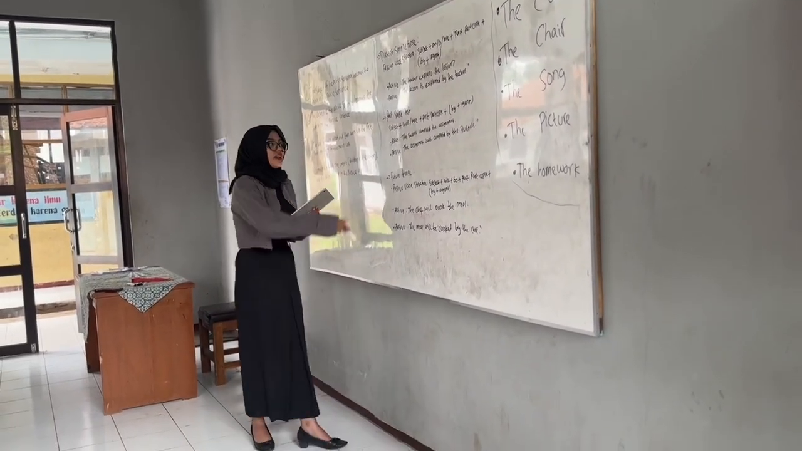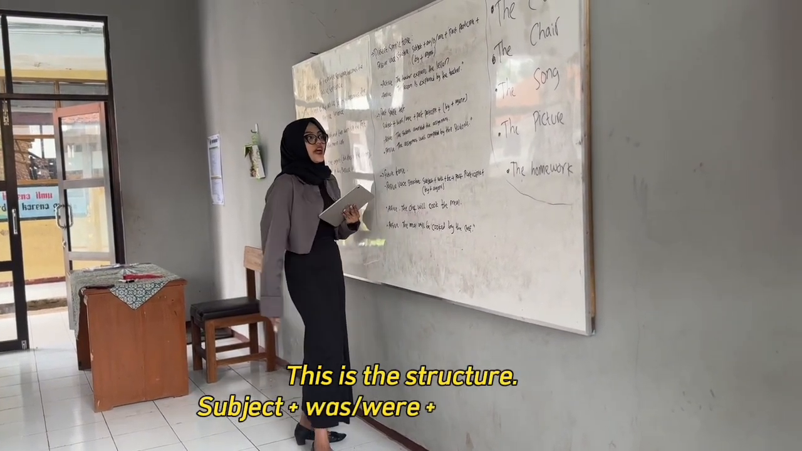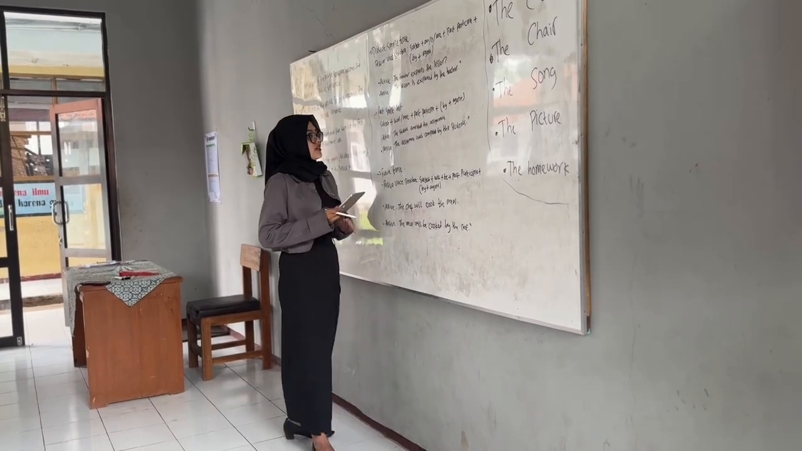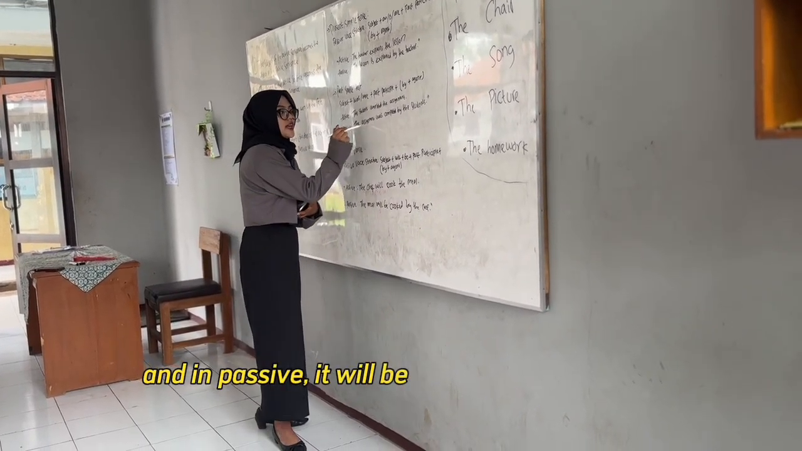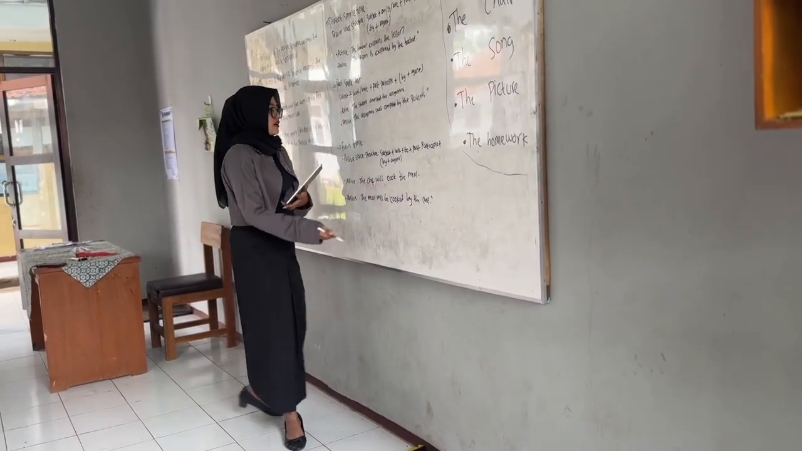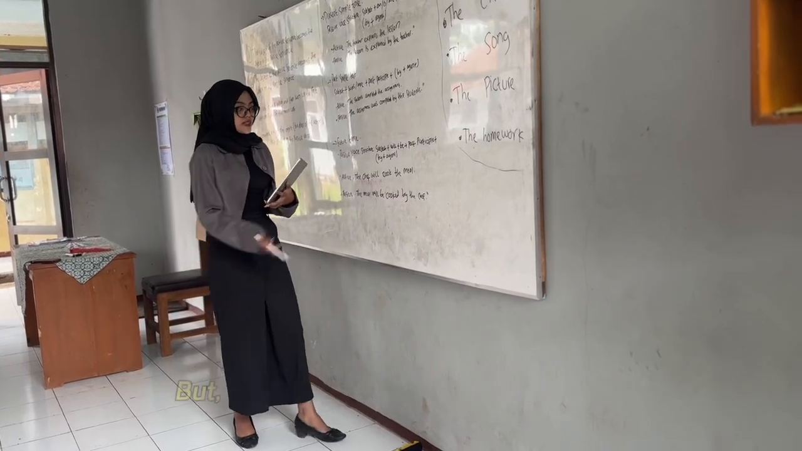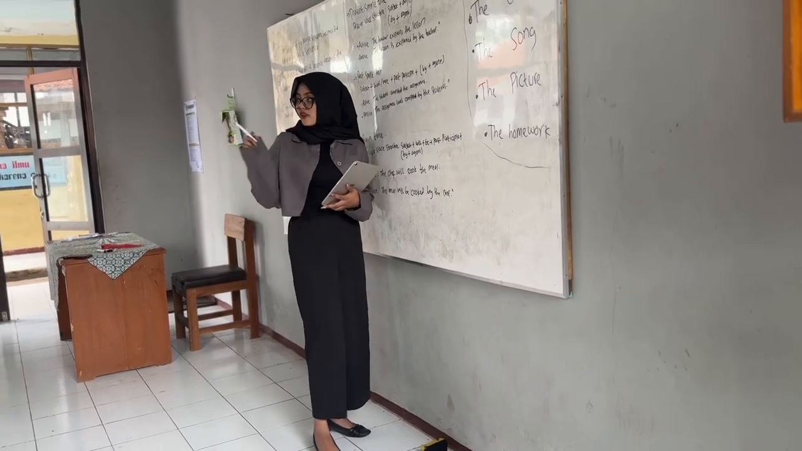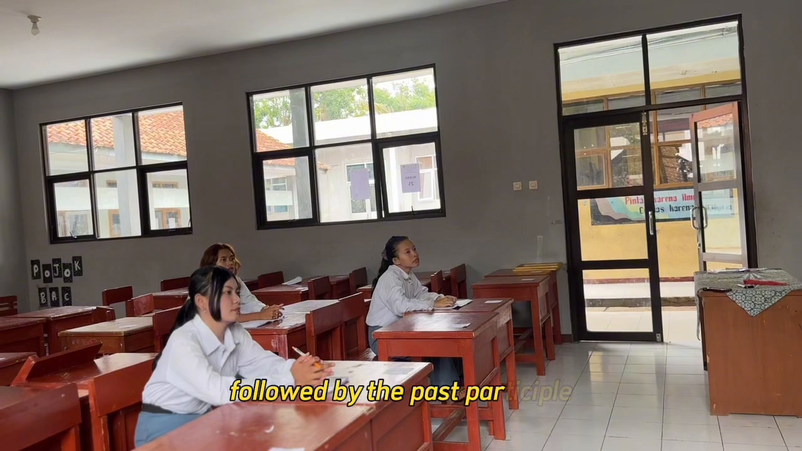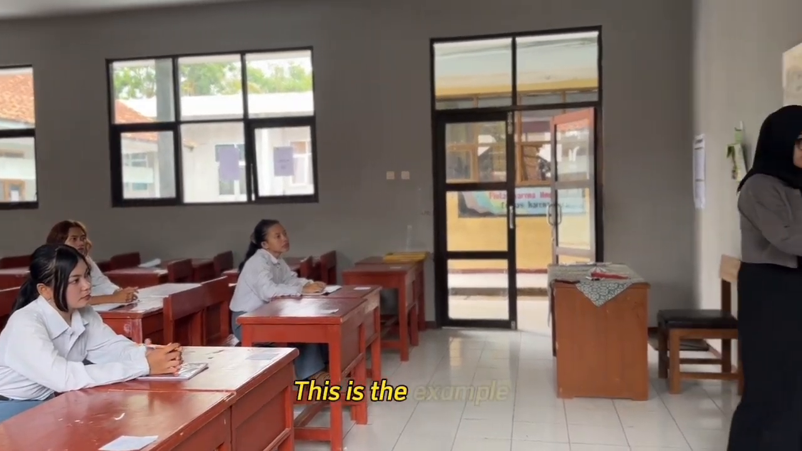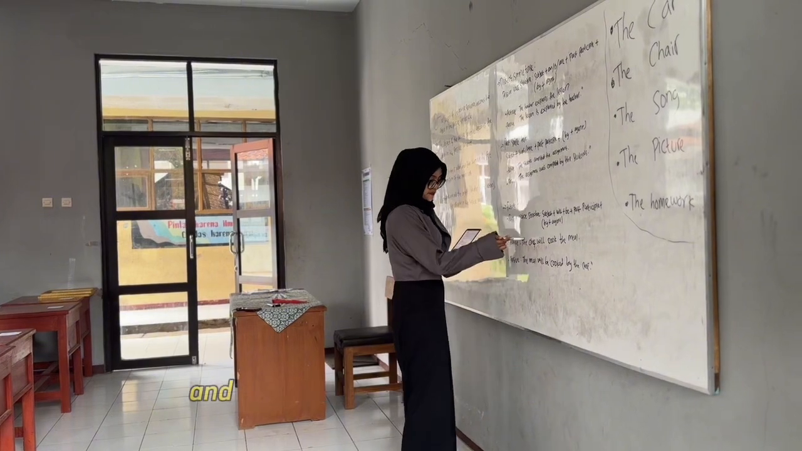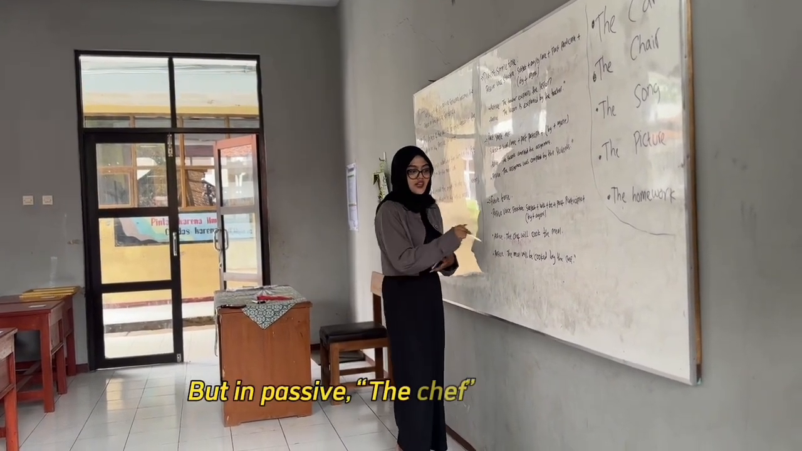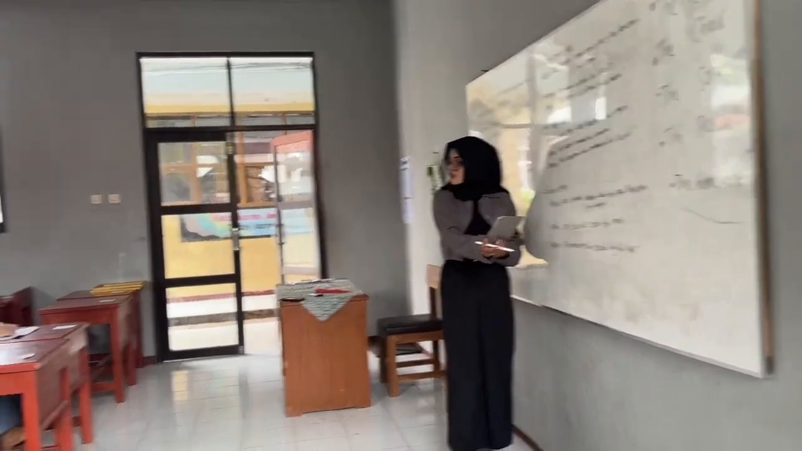And for past tense, this is the structure: subject, was or were, followed by the past participle, and then followed by the agent. This is the example. In the active sentence, "the students completed the assignments." And in passive, it will be "the assignment was completed by the students." In future tense, the structure is the same, but after the subject, it's followed by will be. Okay, pay attention. Followed by the past participle, and then followed by the agent, but again, it's optional. This is the example from future tense. In an active sentence, "the chef will cook the meal," just like I mentioned before. The chef is the subject in active, but in passive, the chef is an object. Okay? You understand all?